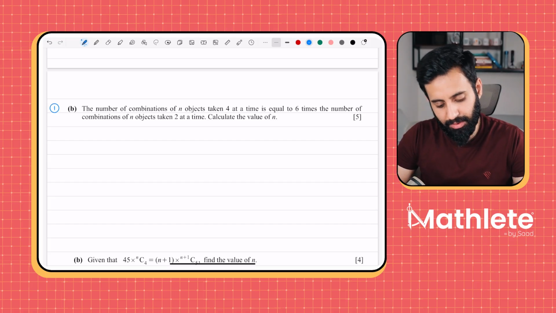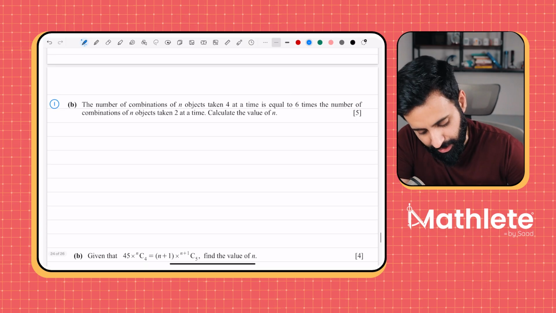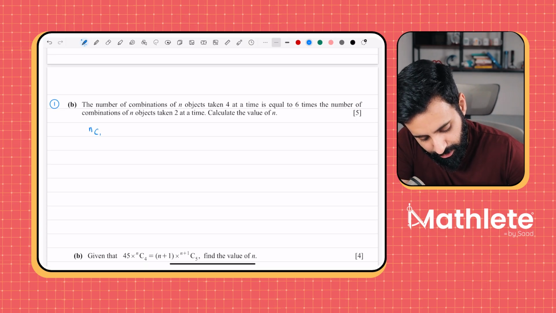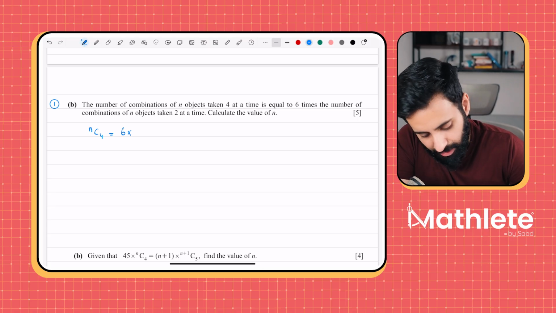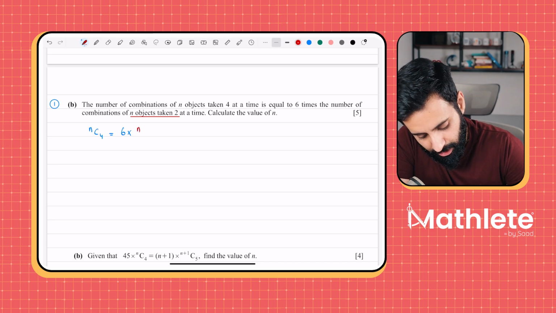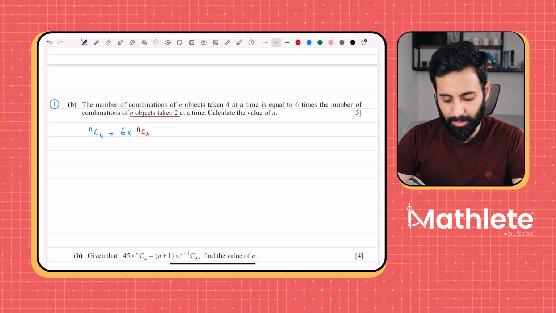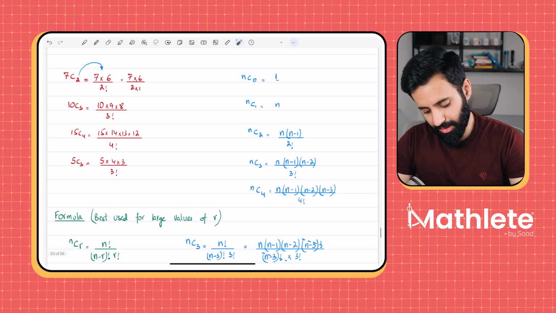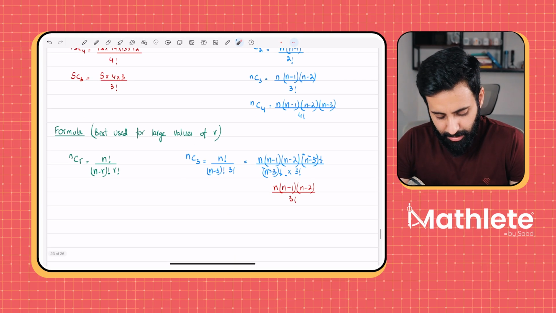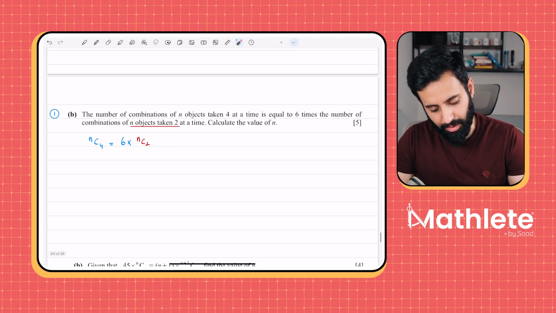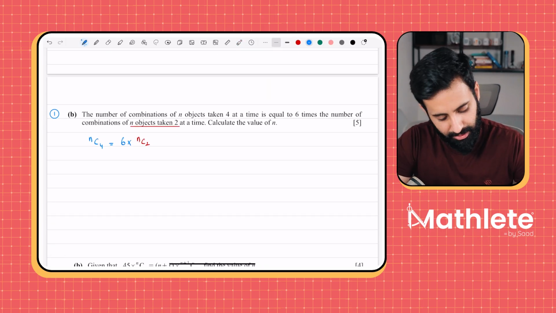The combinations of n objects taken 4 at a time, what does that mean? n objects taken 4 at a time means nC4 is equal to 6 times the number of combinations of n objects taken 2 at a time. So n objects taken 2 at a time means nC2. Now, should I use the formula here or should I do it directly? Well, nC4 and nC2, if you expand them, they're not that lengthy. So it's not recommended that you use the formula over here. Let's try and do it without the formula and see what happens.